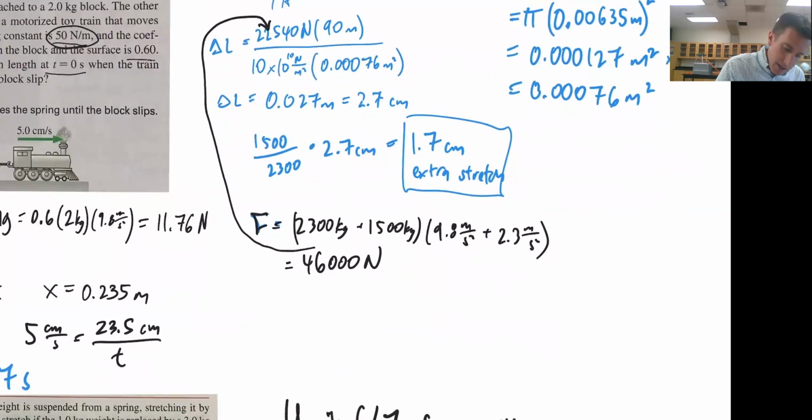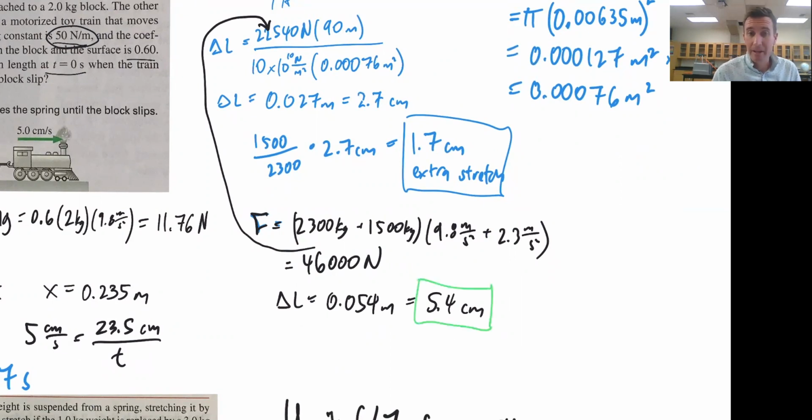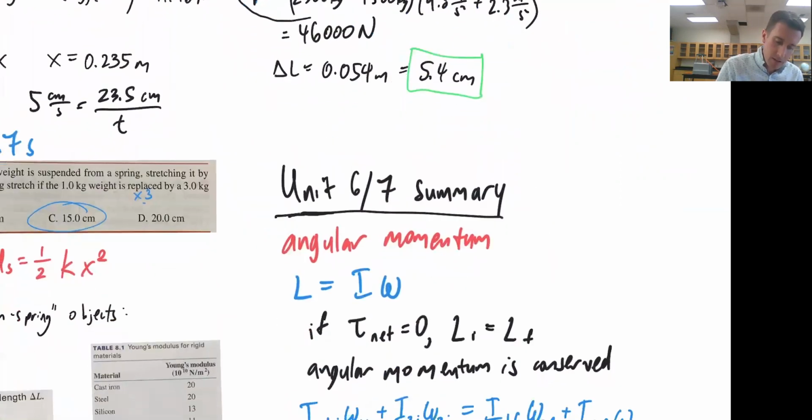And then I run all that math again, and I get that the change of L is equal to 0.054 meters or 5.4 centimeters. Cool. So that's kind of like a fun little play around, just changing some stuff. All right.